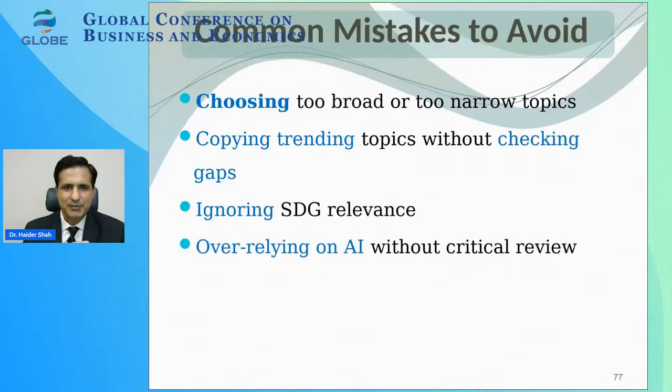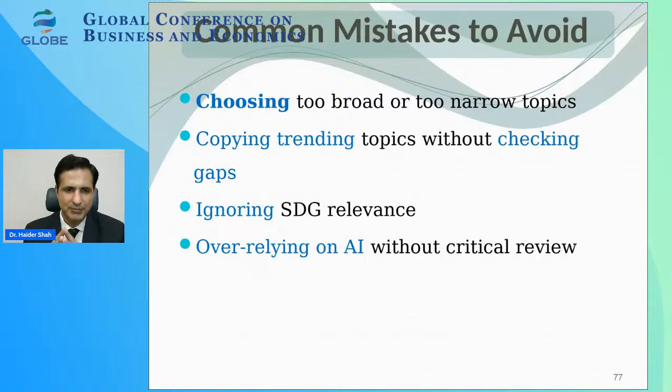And then we ask, what are the common mistakes to avoid? Choosing topics that are too broad or too narrow. This is what I started my presentation with: what are the different challenges a beginner researcher faces. So a topic that is too broad or too narrow, that's the challenge and that's the mistake beginner researchers sometimes make.